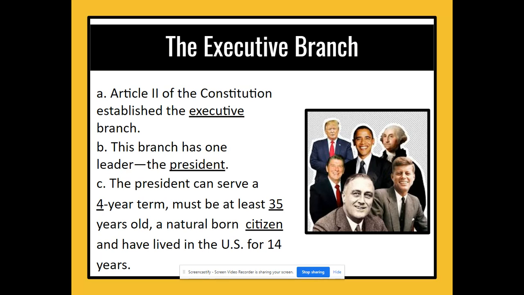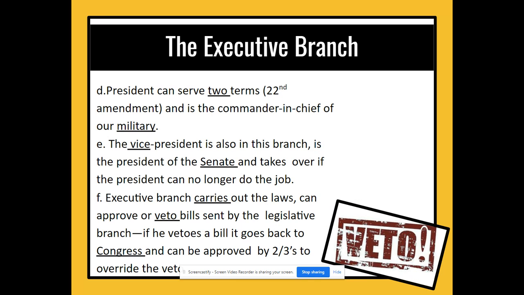The executive branch is set up in Article 2 of the Constitution, and this branch has one leader, which is the president. The vice president, of course, goes along and helps out, but the president is the leader of the executive branch. The president can serve a 4-year term. He or she must be at least 35 years old, and they must be a natural-born citizen and have lived in the United States for the past 14 years. Presidents can serve 2 terms. This was established in the 22nd Amendment.